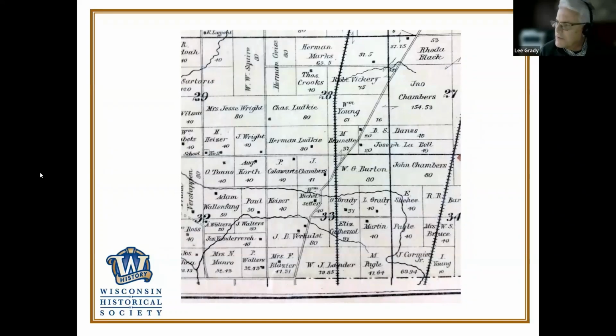Maybe I'll move my mouse. I don't know if you guys can see my mouse. I hope you can. But I'm circling with my mouse Otto Grady right here. It says 37 acres because he's got a railroad track running through his property. He only has 37 acres because there's a railroad right of way there.